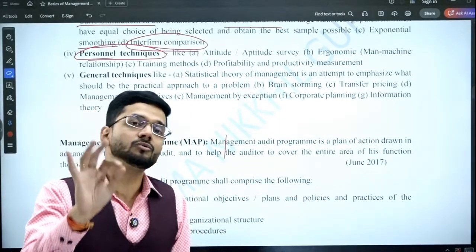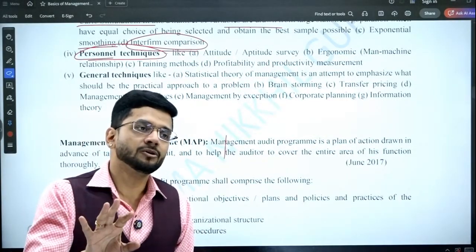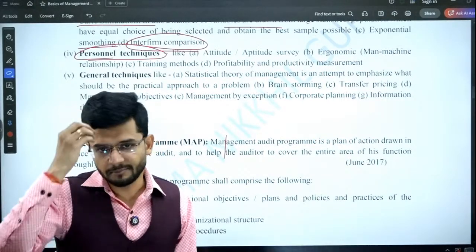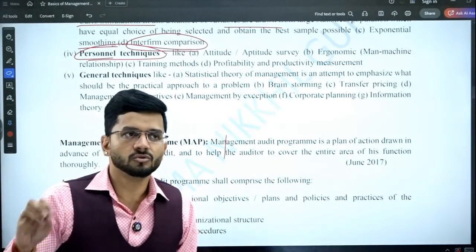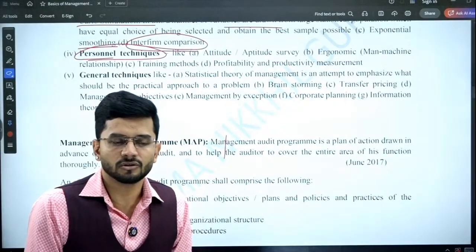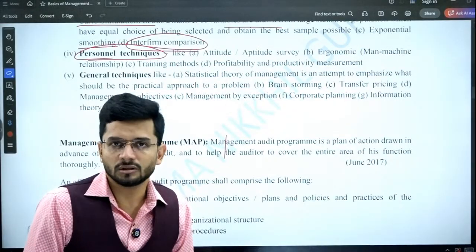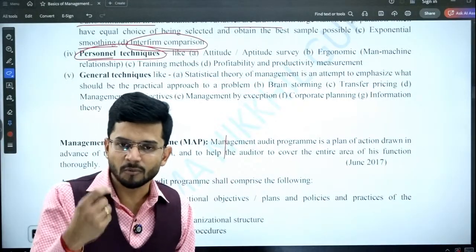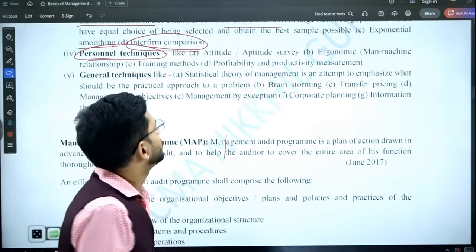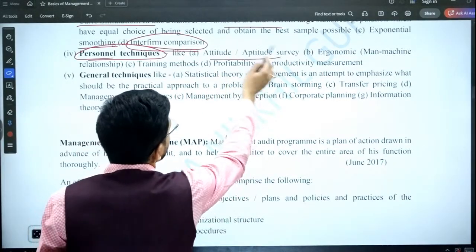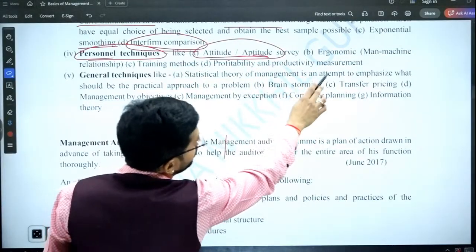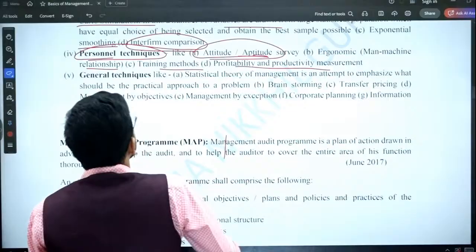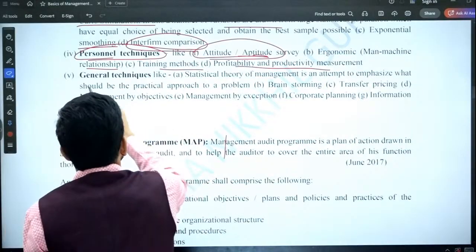No, it's related to your basic logical reasoning power, whether you have basic logical reasoning power or not, whether you have basic IQ or not. Your basic intelligence level. What is your basic intelligence level? That is the objective of this kind of analysis. So, personal techniques like aptitude test, attitude test, ergonomics, man-machine relationship, training methods, profitability and productivity measurement. These again are techniques of management audit.